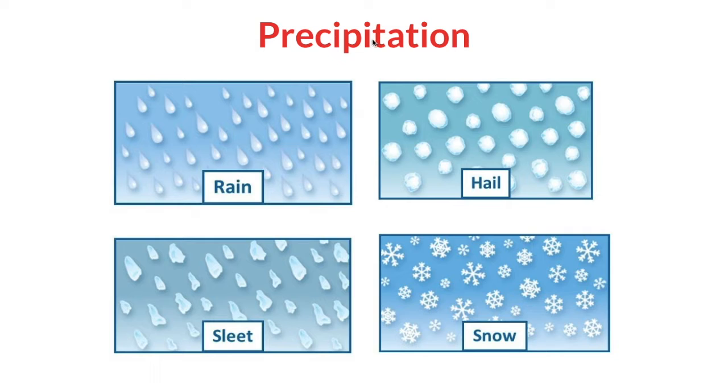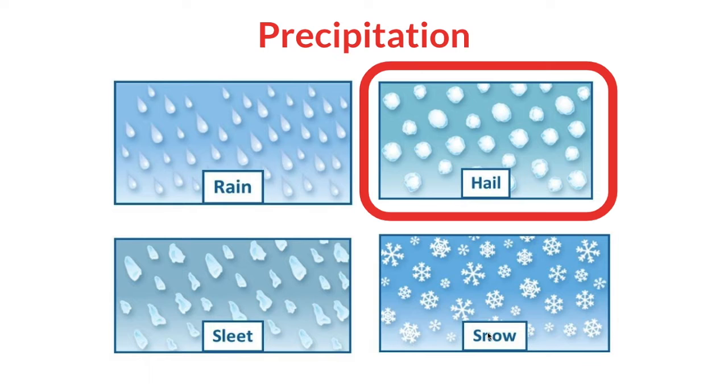Precipitation. Precipitation is water that falls from the sky, but there are many different forms. There's rain, which is just liquid water, hail, which is larger balls of ice, sleet, which is smaller sheets of ice, and snow. We'll mostly be talking about hail today.